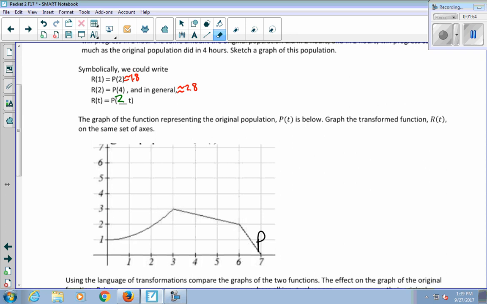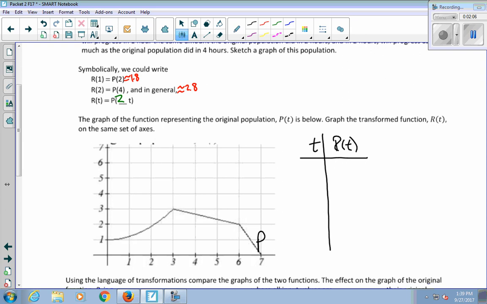So let's just get a few key points here. I want t and R of t. And R of t is P of 2t. Okay, so I'm going to do some key t's here. I want 0, and this corner point here, that happens when t is 3. This point here happens when t is 6, and then it hits the x-axis again at 7. So those are some key times for the original population. I want to figure out at those times, what's the value of R of t, the new population that grows twice as fast.